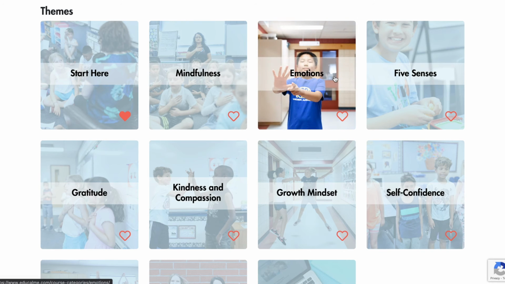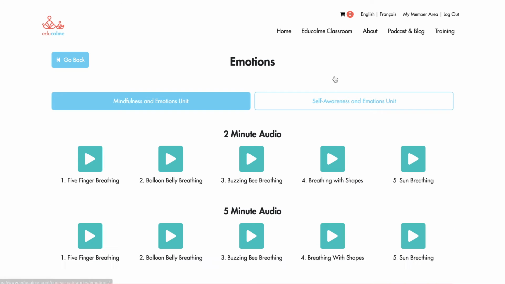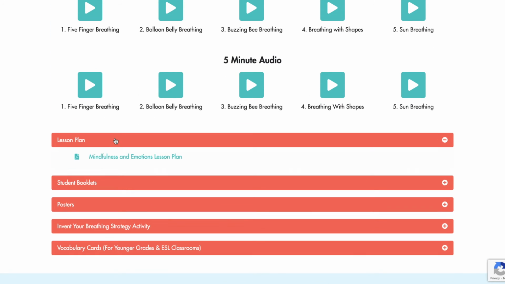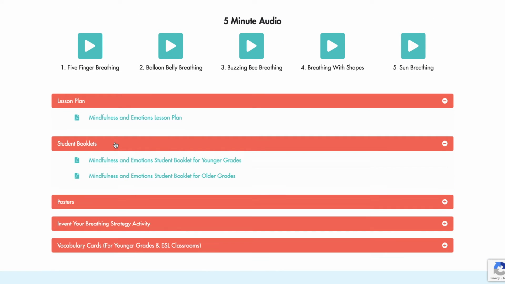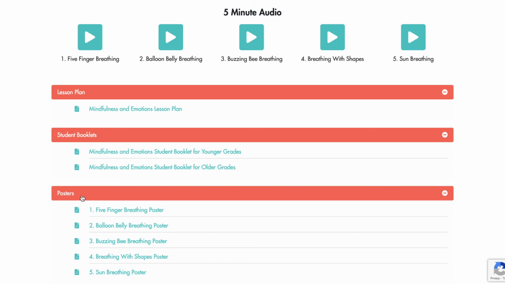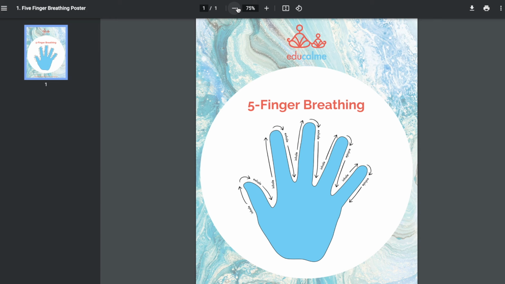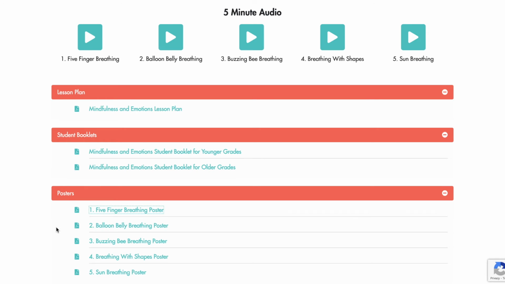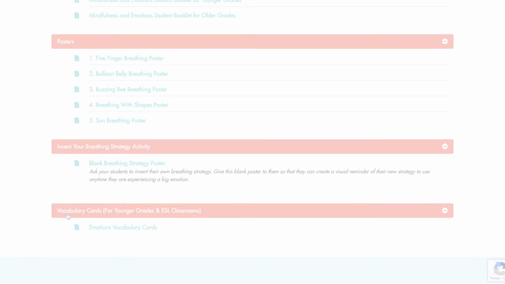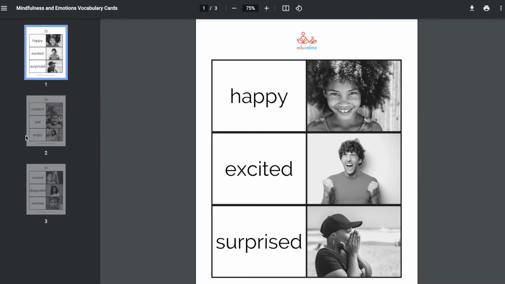Now, let's look at the emotions unit as an example. There are 5 audios, a lesson plan, student booklets, posters, a bonus activity, and vocabulary cards.